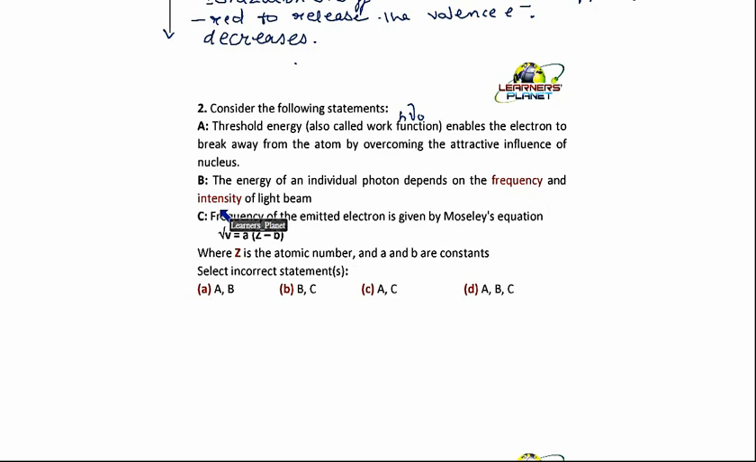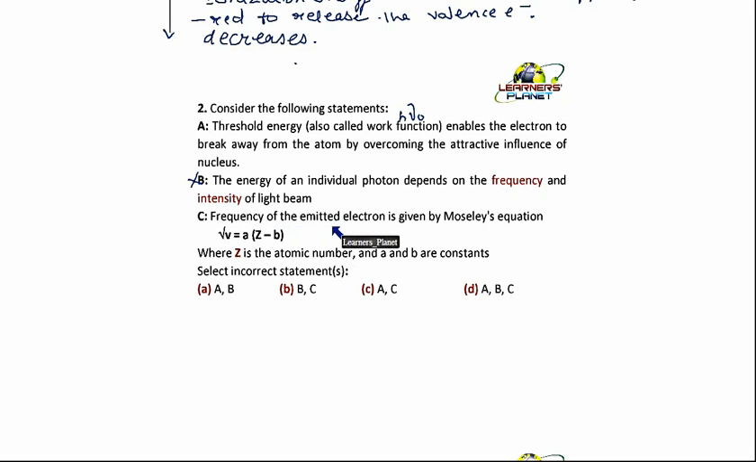The energy of an individual photon depends on the frequency and the intensity of the light beam. Is it correct, students? Does the energy depend on the intensity? No. It depends only on the frequency. So this statement is wrong, right?